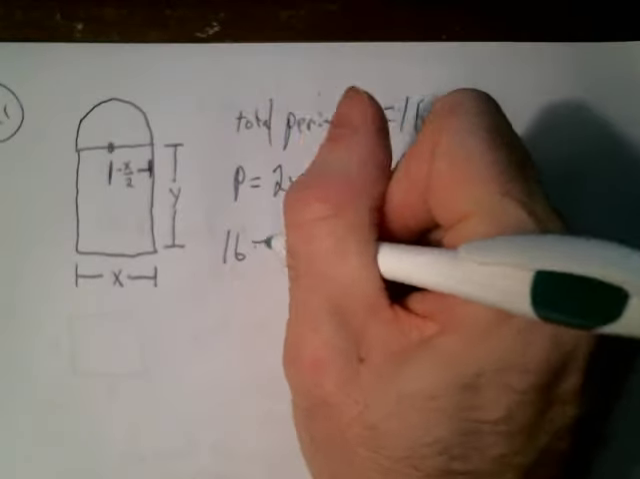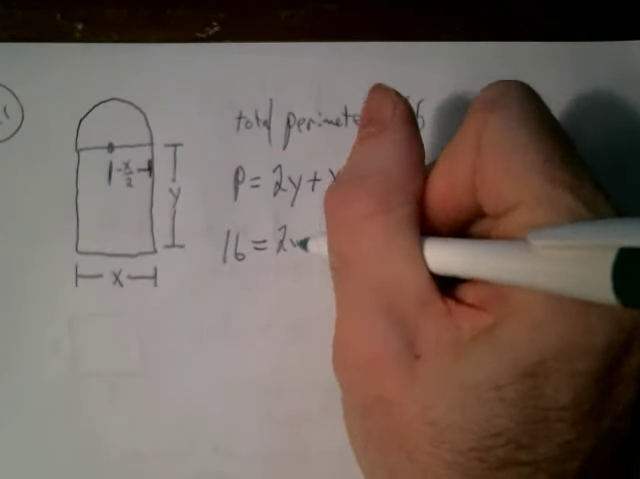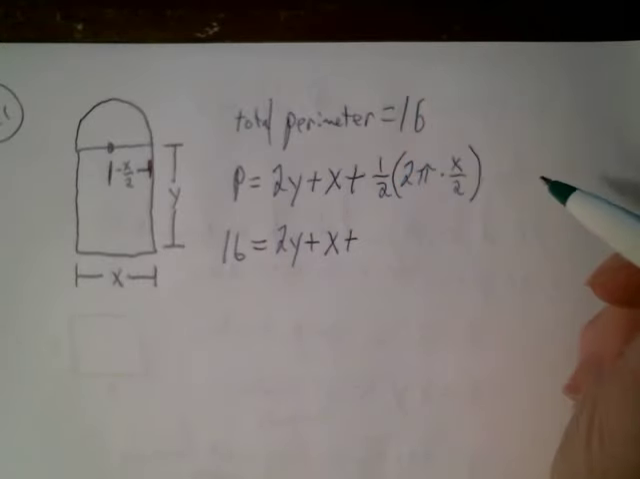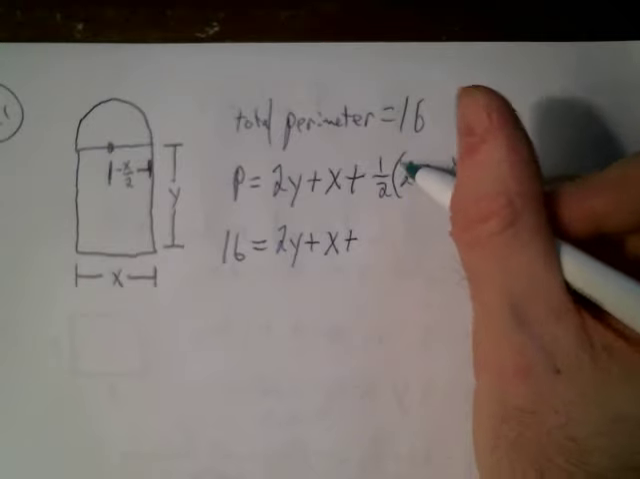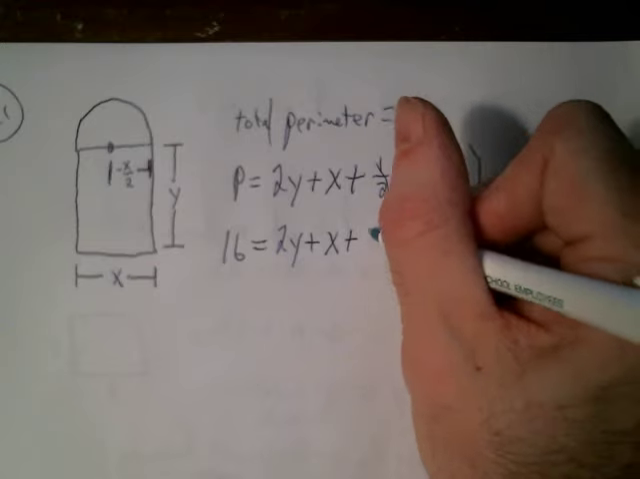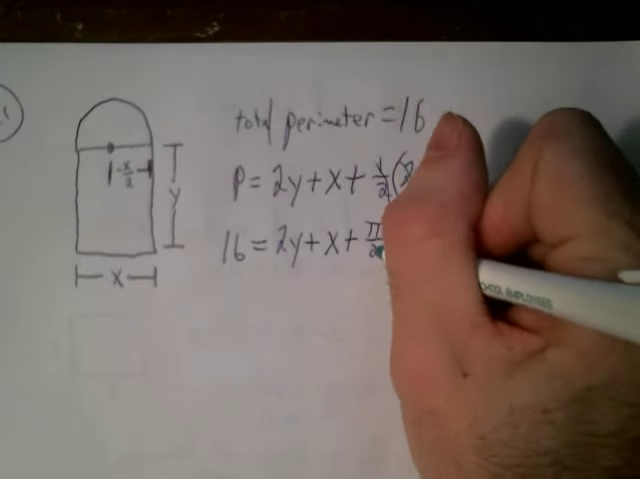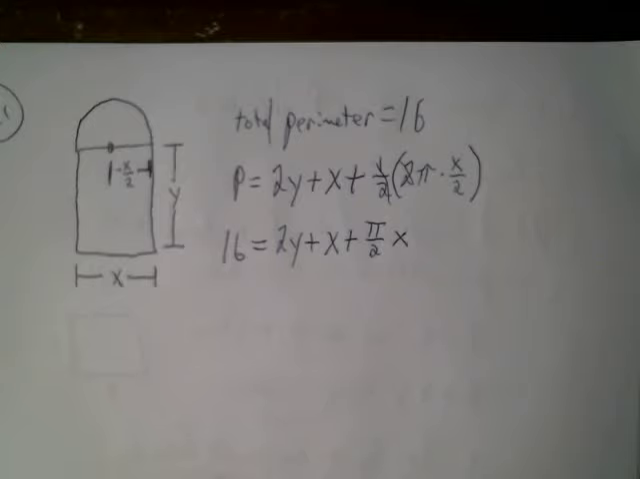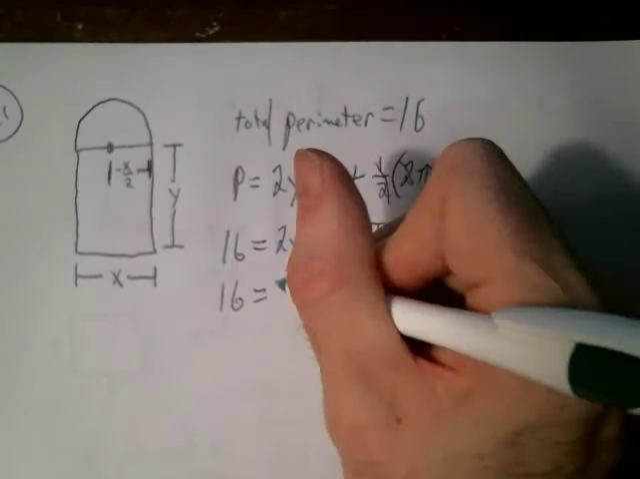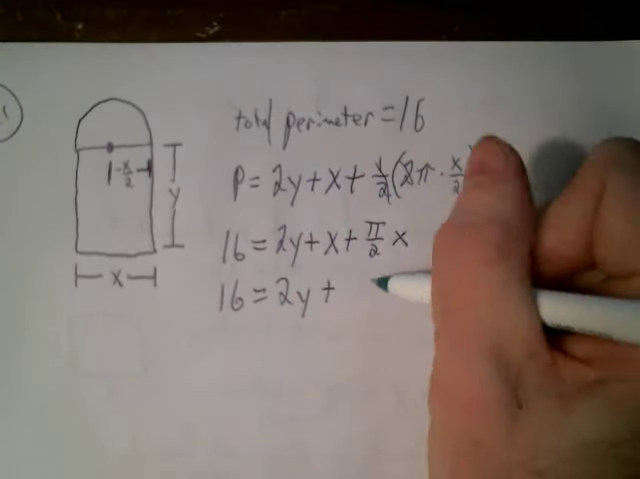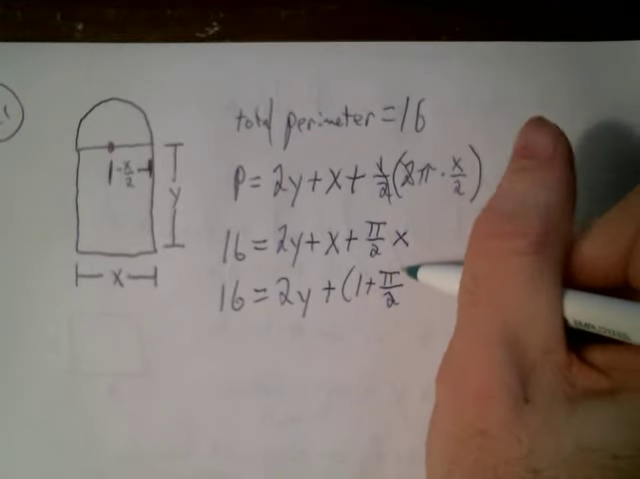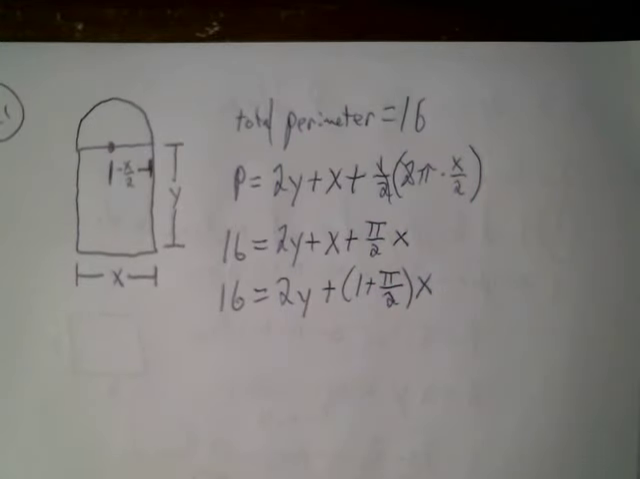Okay, so 16 is 2y plus x plus, what happens here? We get rid of one of the factors of 2, and then we get pi x over 2, pi over 2 x's. We may want to rewrite that character, because we're going to be using this as 1 plus pi over 2 x's. Just factor out the x.